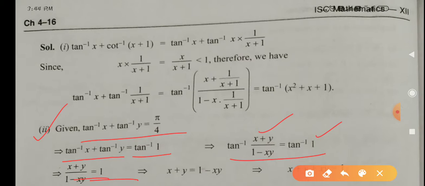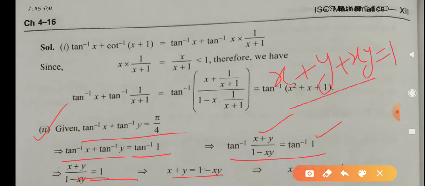So x plus y equals 1 minus xy. Xy you take to the LHS, so it will come x plus y plus xy equals 1, which was to be proved. Like this you can apply property number 6, or theorem number 6.